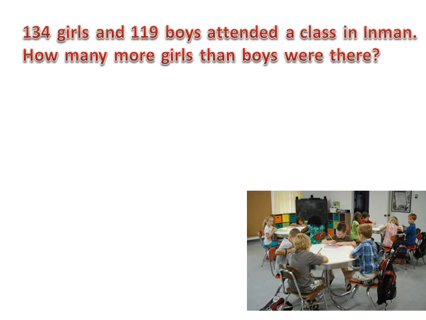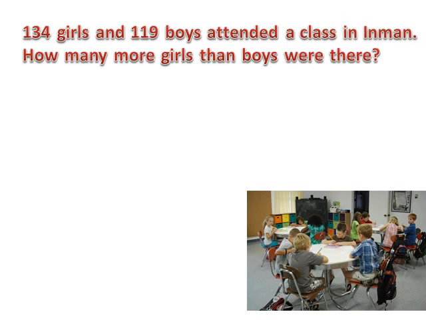Okay, let's try another example. 134 girls and 119 boys attended a class in Inman. How many more girls than boys were there? Okay, so let's read from the first line. It says 134 girls and 119 boys attended a class. So 134 is greater than 119, right? Okay, so that's the important information.